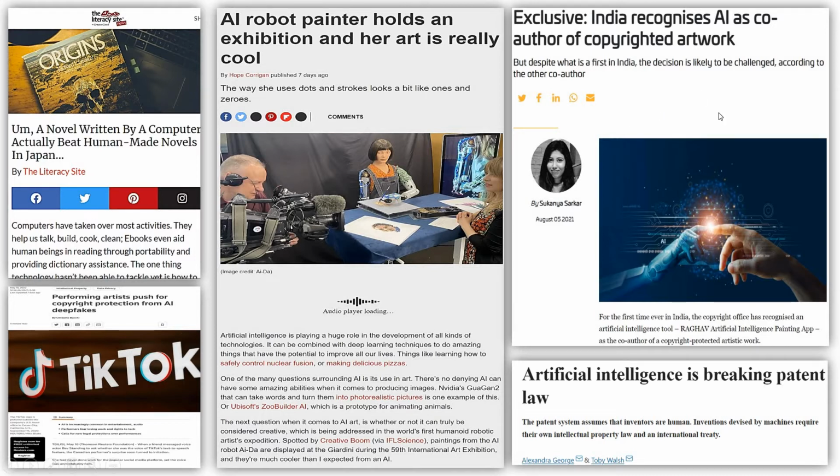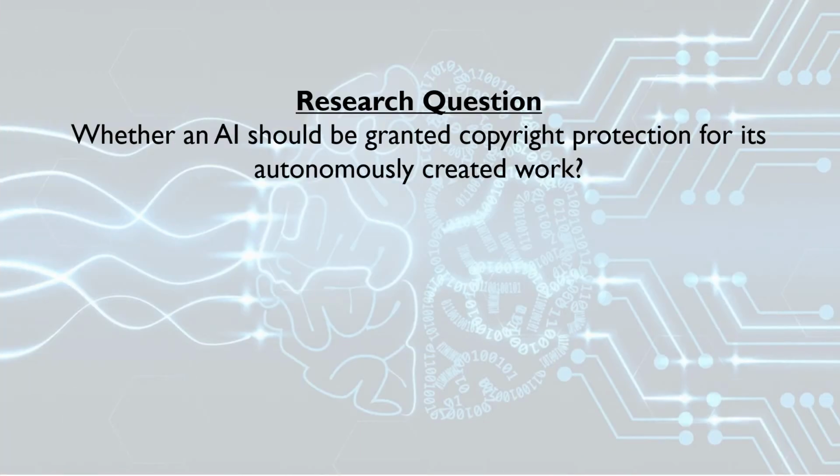Now there are thousands of such examples. If I specifically talk about India, there was this software called Raghav. This Raghav was able to create paintings which are so exclusive of their own kind. The registration office actually gave this AI co-authorship right. It was not protected individually, however, it was considered a co-author of that work. So it all shows how the whole scenario is changing in the present, right?